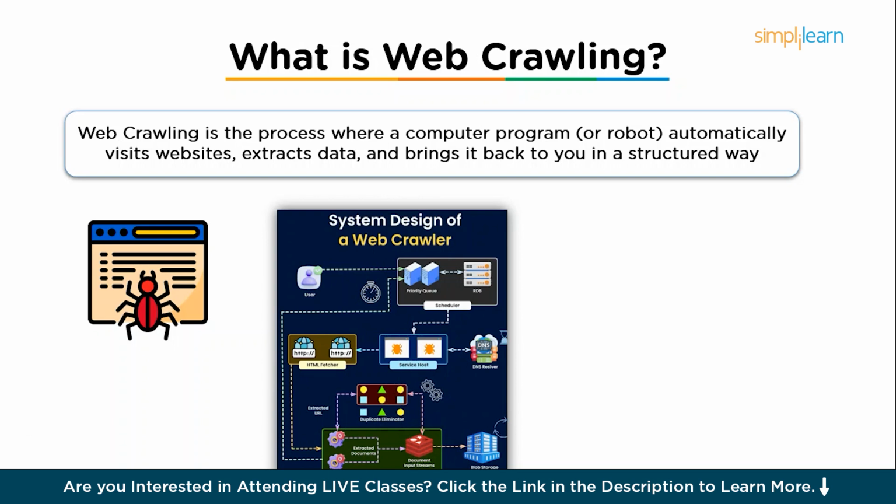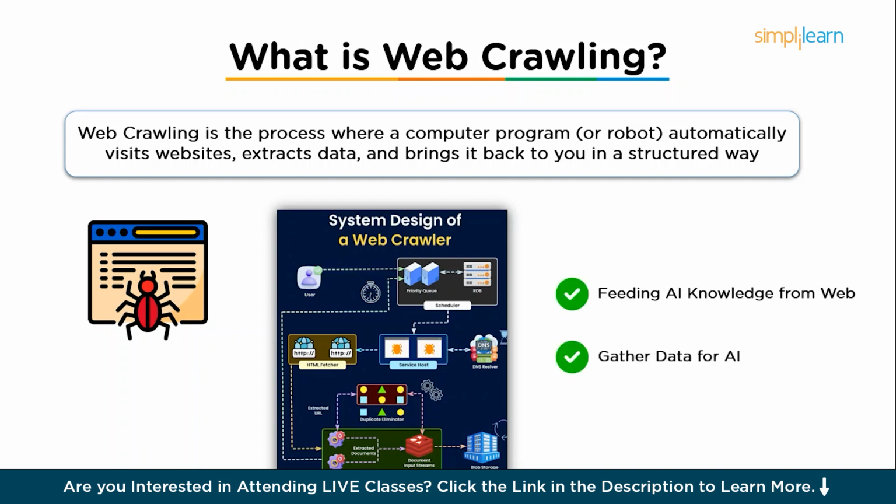So in simple terms, web crawling is the process where a computer program or robot automatically visits websites, extracts the data, and brings it back to you in a very structured way. It saves tons of time by collecting a lot of information from a bunch of different sites, and that too in one go. For example, let's say you want to track the latest product prices on different e-commerce websites. Instead of manually visiting each website to check the prices, you can just use a web crawler to automatically visit the websites and then extract the prices for you.